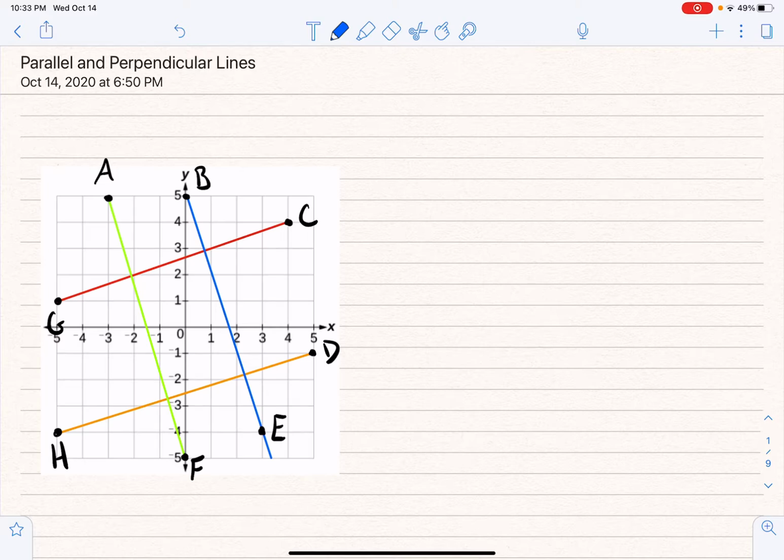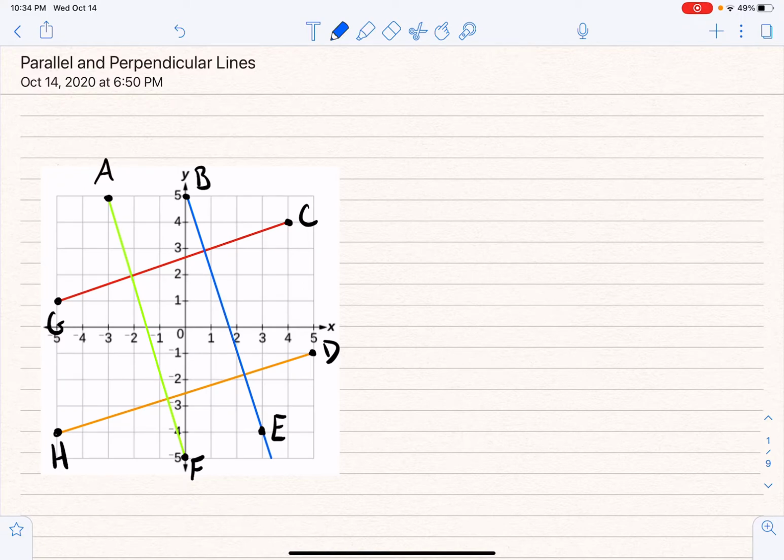And so as I look at this line GC right here, surely it looks pretty parallel to line HD. And then AF looks pretty parallel to BE. And at the same time, most of them kind of look like they're perpendicular to a lot of the ones that they intersect. And so what I want to do is take a look and go, well, are they for real parallel or are they perpendicular? And how we know that for sure is we can take a look at their slopes. And so we're going to do a little bit of Algebra 1 review today.